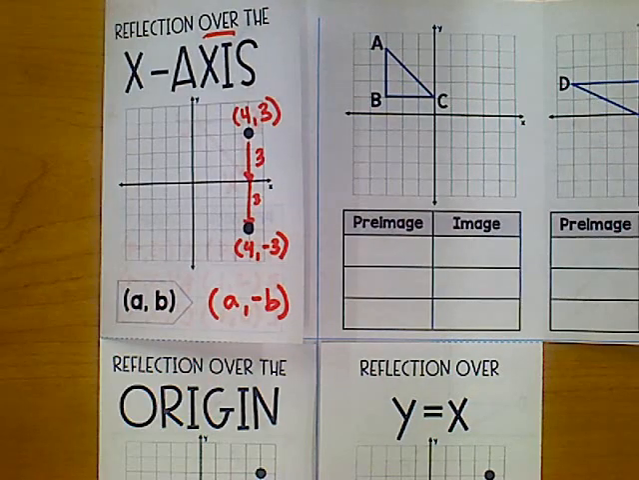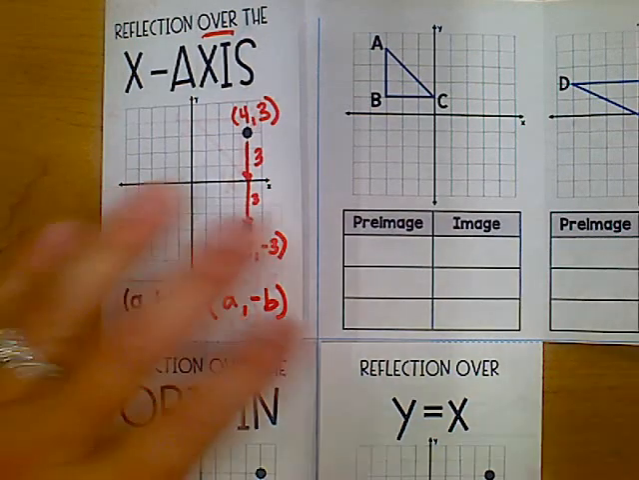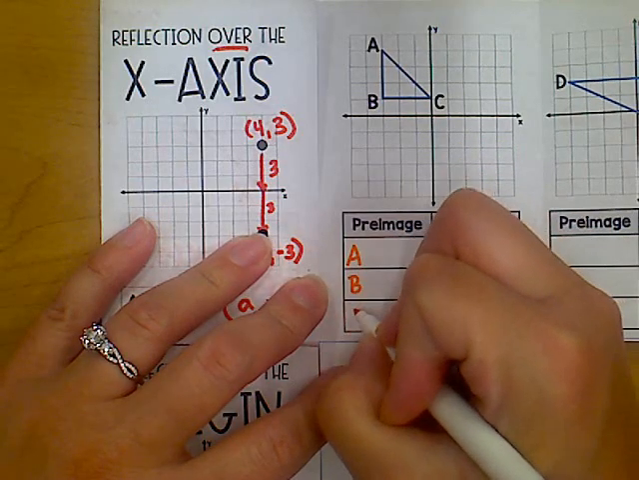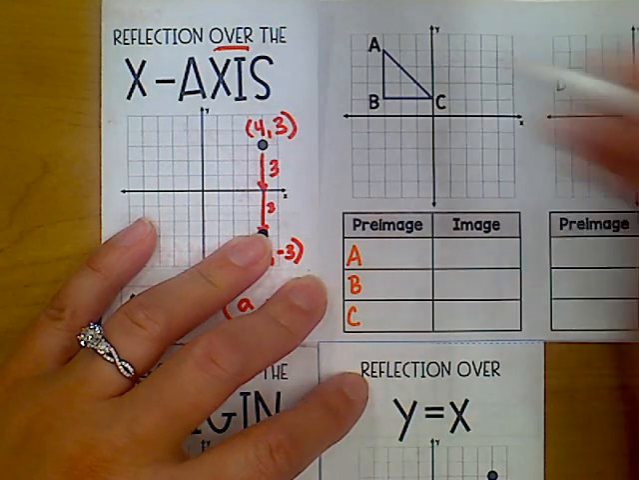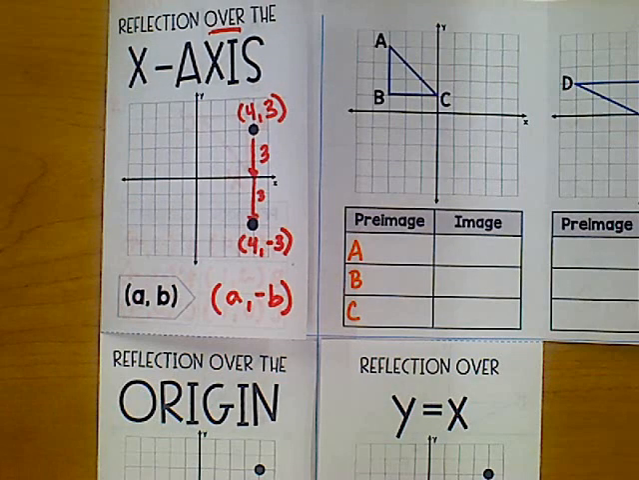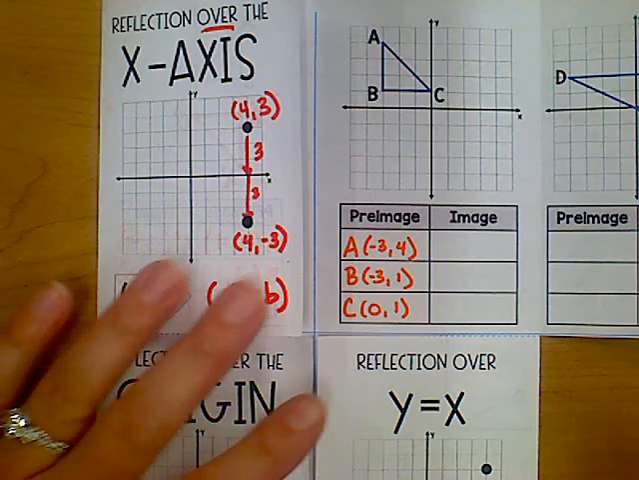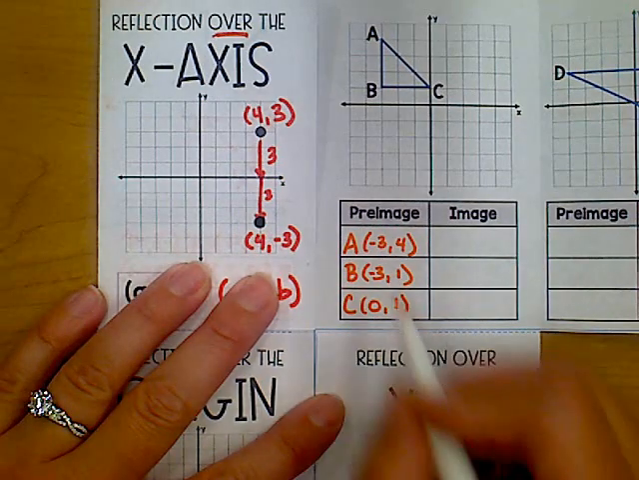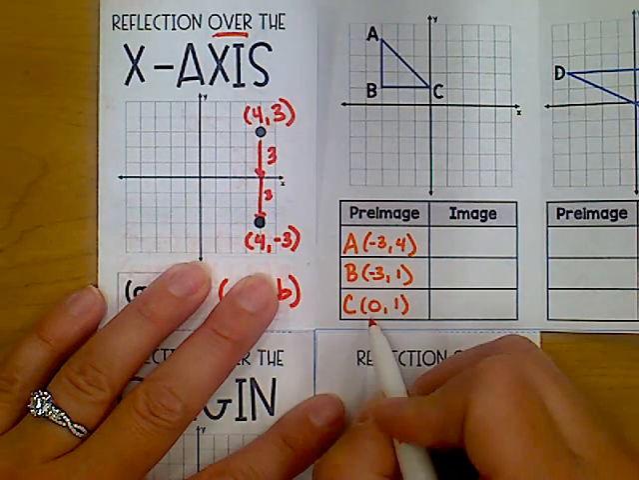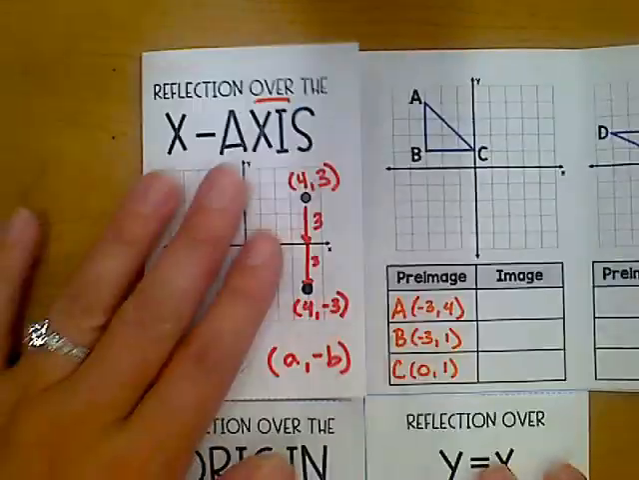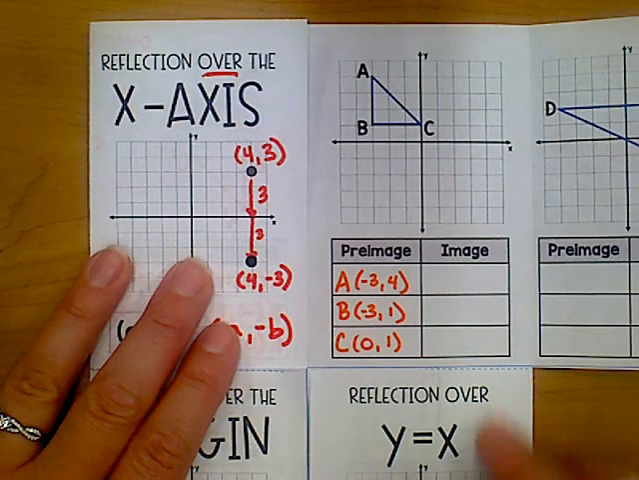Let's go ahead and write down what our pre-image coordinates are for A, B, and C. Go ahead and find those coordinates. Now that you have found your coordinates for A, B, and C, I had (-3, 4), (-3, 1), and (0, 1). Hopefully you notice, hey, those were the same pre-image coordinates we had over here. Yes, it is the same triangle in the same location.